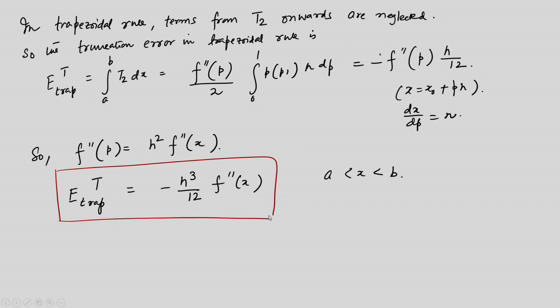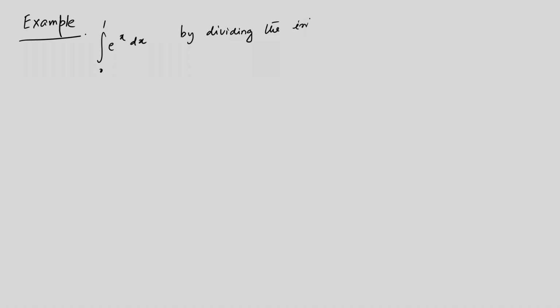Let us see one quick example of this. We have to evaluate the integral 0 to 1 of exponential x dx by dividing the interval into, say, 2 trapezoids, and second, say for example, 4 trapezoids. And the way it can be done, let us just do one.